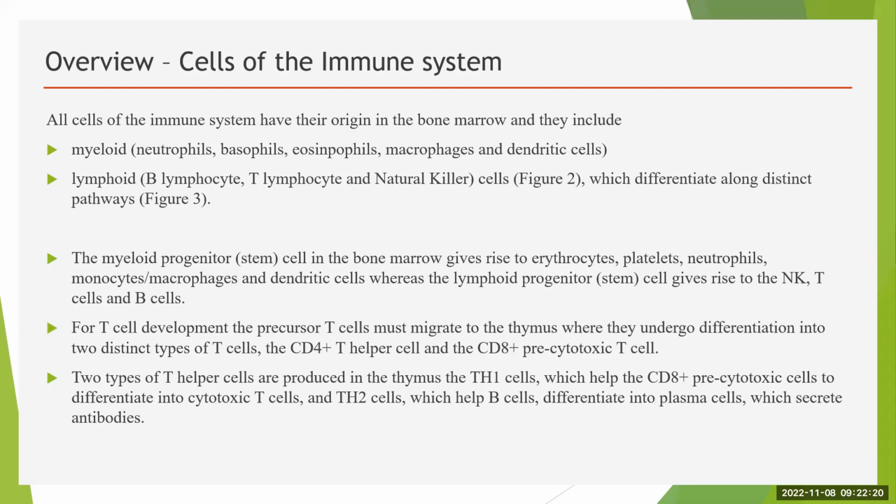And again, key to note is that from the same myeloid progenitor stem cells, we also have the development of the erythrocytes, the platelets, the neutrophils, the monocytes, which then develop into the macrophages, and also the dendritic cells, as I earlier mentioned. Then on the other side, on the lymphoid side, we also give birth to the NK cells, T cells, and the B cells. So this is similar to what I just said in the first two points.